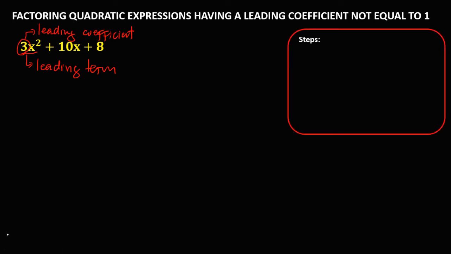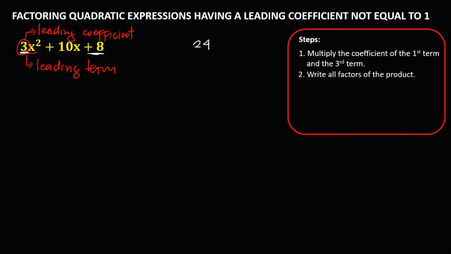First, we need to multiply the coefficient of the first term and the third term. So multiply 3 times positive 8, that's positive 24. Then write all the factors of the product. So we need to list all the factors of positive 24. Since 24 is positive and the middle term is also positive, the factors of 24 are all positive.